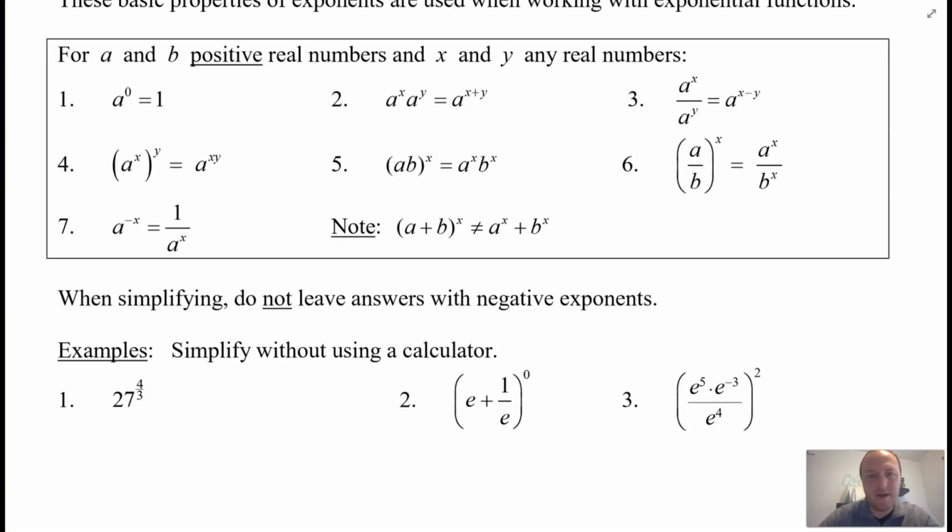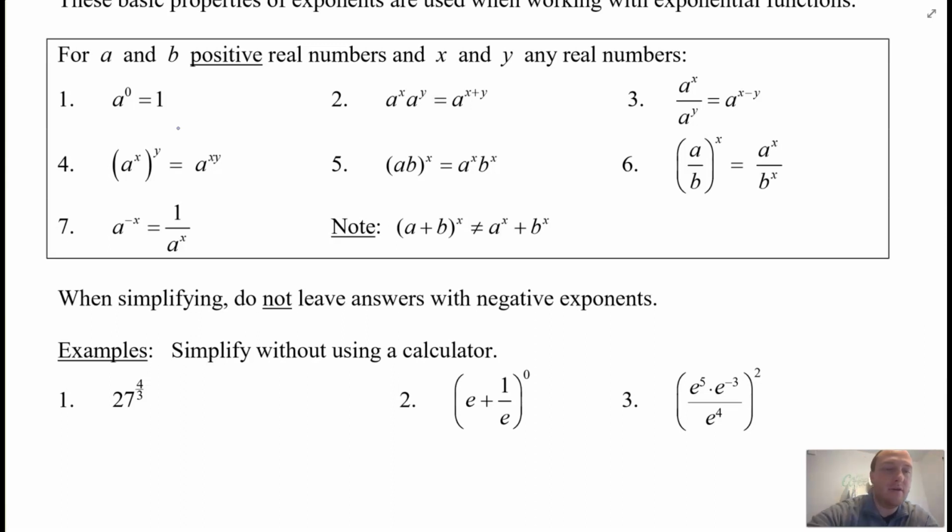And I'll just go ahead and recap these. Here we have a base raised to a power of 0. Well, anything to the power of 0 is 1, so you'll utilize that property. If you have a product of the same base, you can add those exponents. If you are dividing the same base, you subtract those exponents. If I have a power raised to a power, well, then you multiply those exponents.